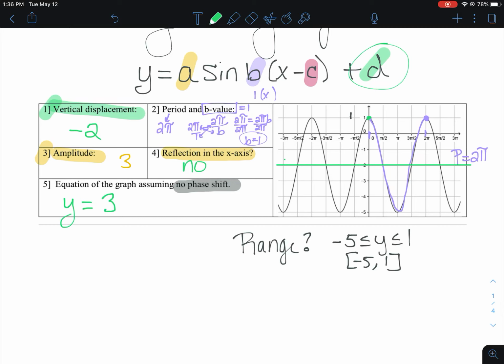So if we were going to write the equation of our graph, we have the amplitude, 3. There's no reflection, so it doesn't have to be negative. We said it was the cosine graph. The b value is 1. There's no phase shift, so I don't have a c value here. And then the vertical displacement was -2, which I could put on the end.